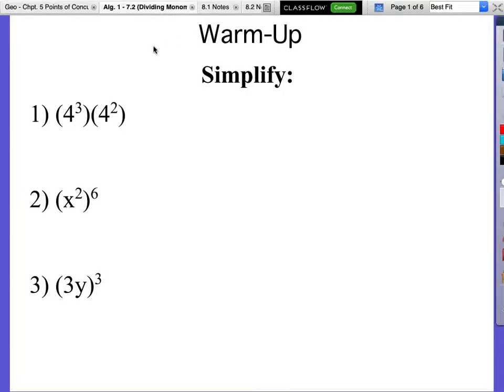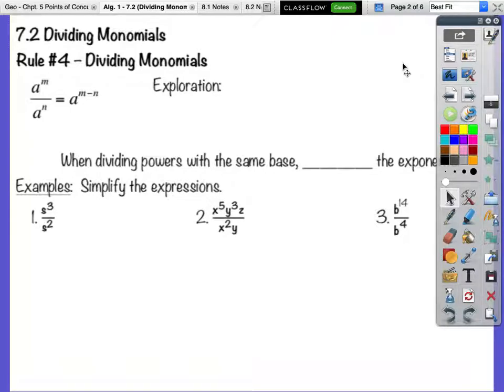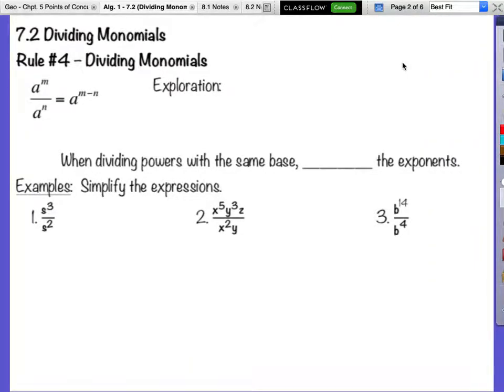Know what the word mono means? That prefix, it means one. It means one.